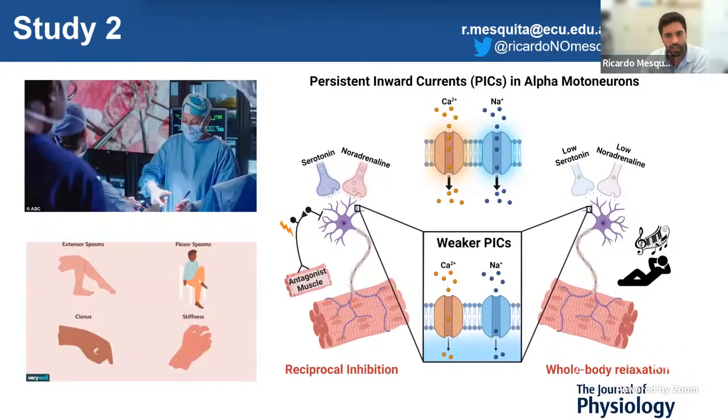And an additional implication is the possibility that non-pharmacological interventions such as electrical stimulation and relaxation could be used to attenuate conditions characterized by motor neurons being hyper-excitable, such as muscle spasms after spinal cord injury, traumatic brain injury, or multiple sclerosis.